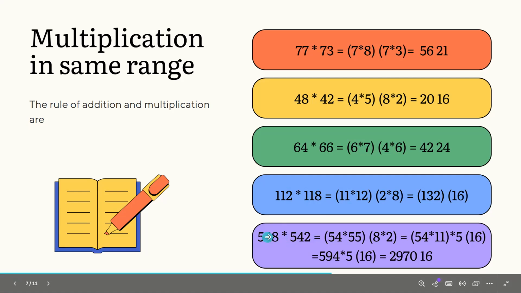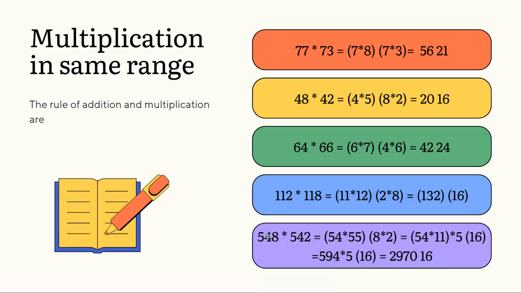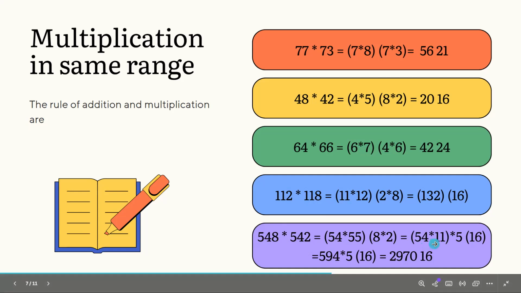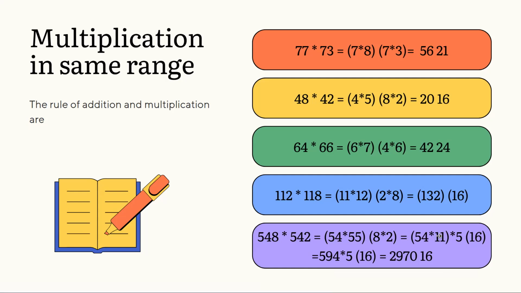But then we know that these are moving in the 540 range. So 54 into 55. Now 54 into 55 is not an easy calculation, but once again we can split this into 54 into 11 into 5, right? And I'll show you how you can do any multiplication with 11 very, very quickly. So if you know that, I know that 54 into 11 would be 594, right?